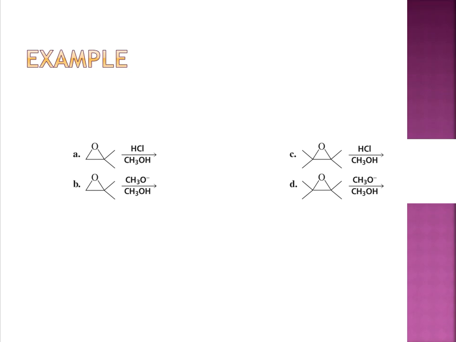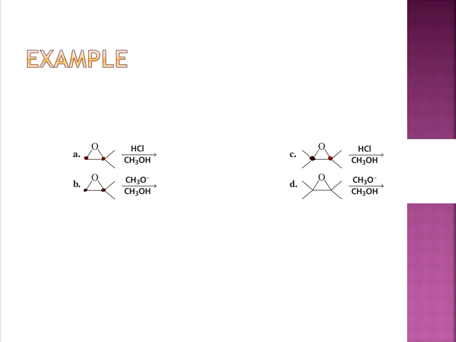For part A and part B, notice that these are unsymmetrical. To the left carbon, there's nothing attached, and to the right-handed carbon, we have 2 methyl groups attached. Okay? So these are unsymmetrical. It's very important that you think about how this oxygen is going to cleave. And then for parts C and D, the carbon to the left and the carbon to the right, those are identical. So that's a symmetrical epoxide. Again, symmetrical ones are always easier. So there's 2 methyls to the left, 2 methyls to the right.